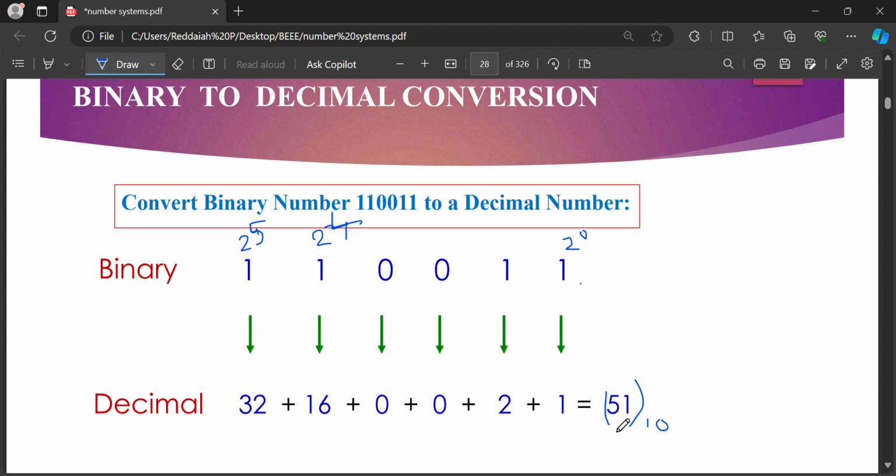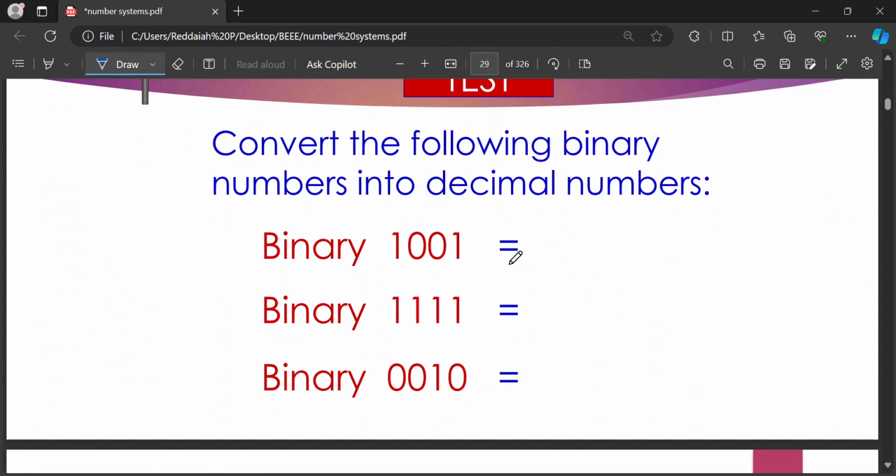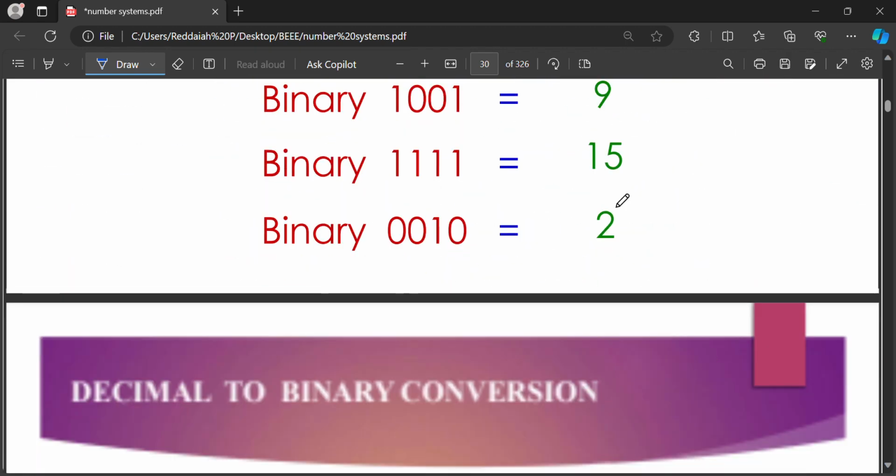How to convert decimal to binary: 51 is successively divided by 2. Let us see another example. Binary 1101 we can convert into hexadecimal form. If you convert, the answer will be like that.